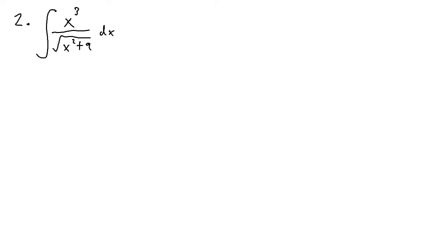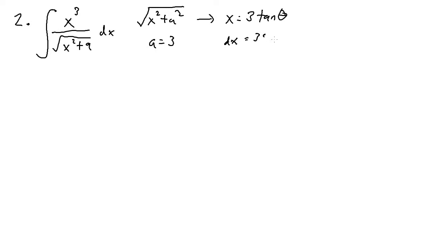So now for number 2, we have the integral of x cubed over the square root of x squared plus 9. And so notice the expression is in the form of the square root of x squared plus a squared, where if a squared is 9, which means a is going to be equal to 3. So the substitution we're going to use is x equals a tangent of theta, or 3 tan theta. And if x is 3 tan theta, then dx, the derivative, is equal to 3 secant squared of theta, d theta. So when I go ahead and substitute these values, we get the integral.